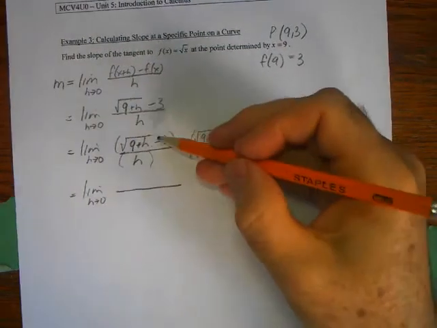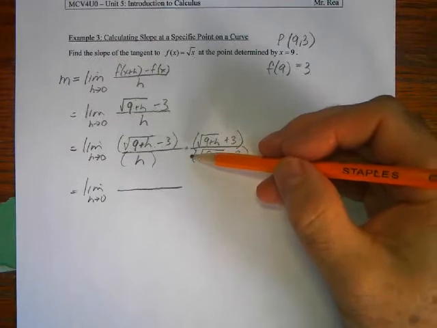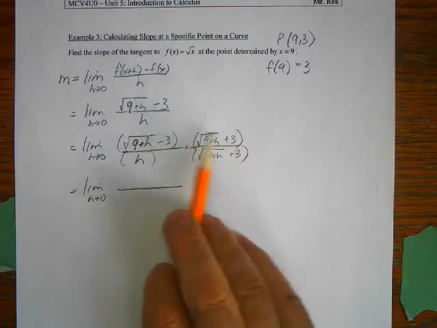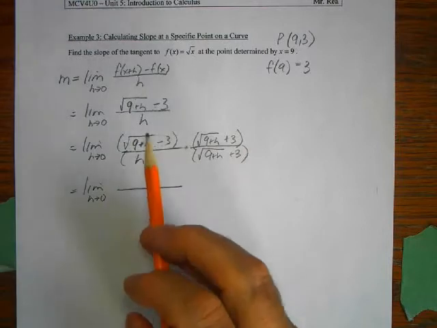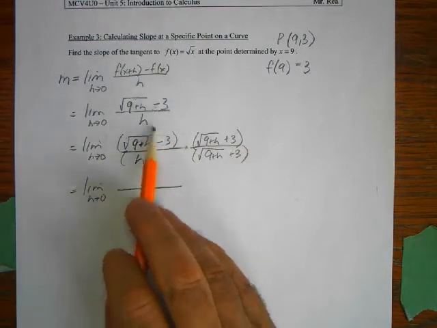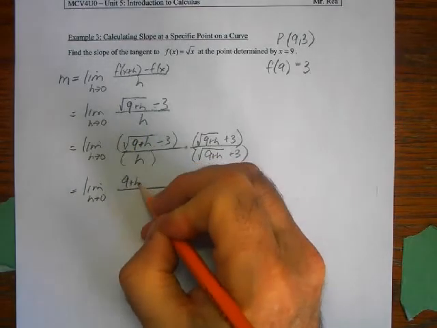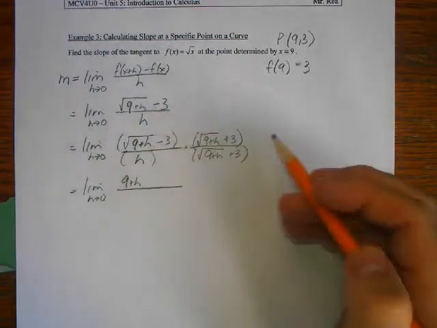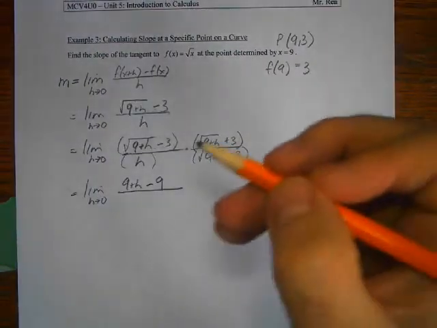Now when you're multiplying these two together, I want you to think of this as a difference of squares. This is like a minus b, a plus b. So anytime you multiply these two factors, it's going to be this term squared minus this term squared. When we square the square root of 9 plus h, we just get 9 plus h. So that's like our a squared. And then our minus b squared would be subtract 3 squared, which would be subtract 9. Okay, so that worked out pretty nicely.